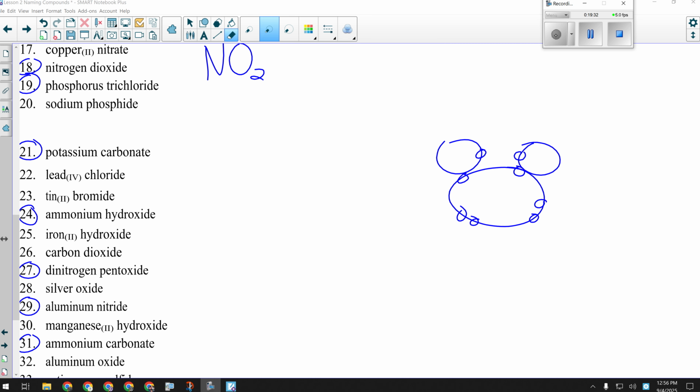All right, so we're looking at number 19 here now. Phosphorus trichloride, ionic or molecular? Molecular. Those are both nonmetals. How many phosphorus do I have in that compound? Just 1. Okay, how many chlorines? 3. Okay, PCl3 for that one.